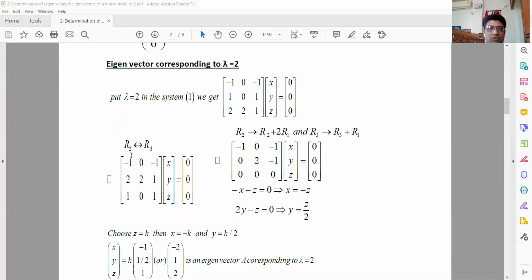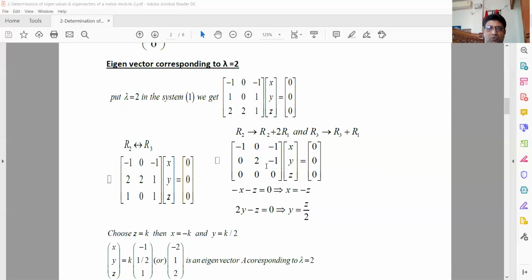Now, I want to make this an upper triangular matrix. For that, these are the row operations I am performing. So R2 plus, I am multiplying this row with 2 and I am adding. Therefore, you will get 0, 2, minus 1. Similarly, R3 plus R1 gives 0, 0, 0. So from this, by back substitution, what you will get is x minus z equals 0. From this, you will get x is minus z.